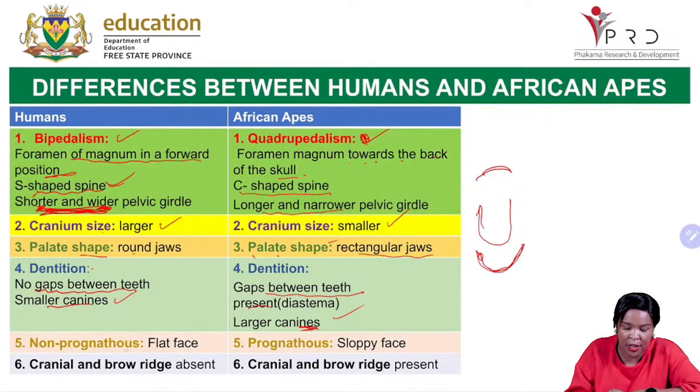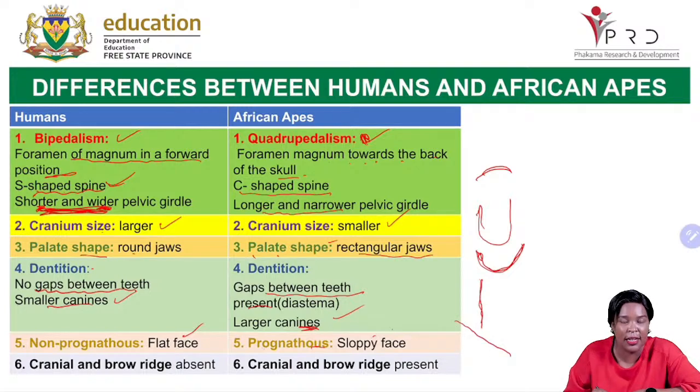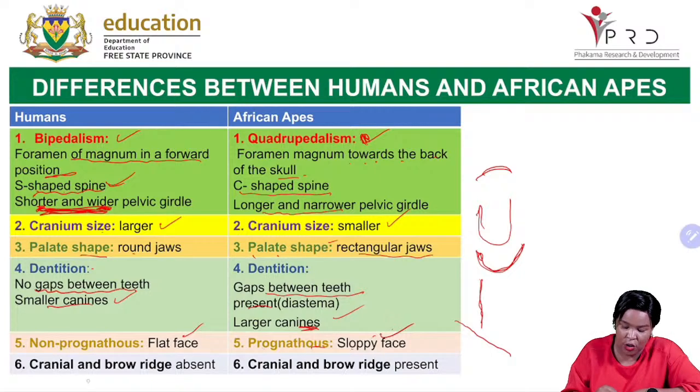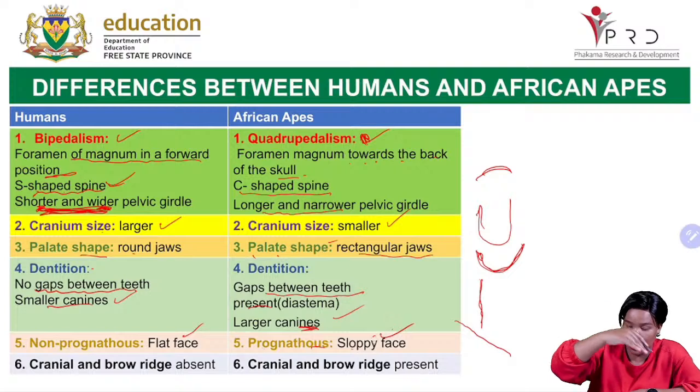Then non-prognathous, the face of the humans is flat. Even if you take a ruler, you are going to draw a straight line across on the face. However, with the African apes, the faces have a sloping face. So if you take a ruler, you are going to end up with a line like this in the face of the African ape. So they have a sloping face, like it has a slope.